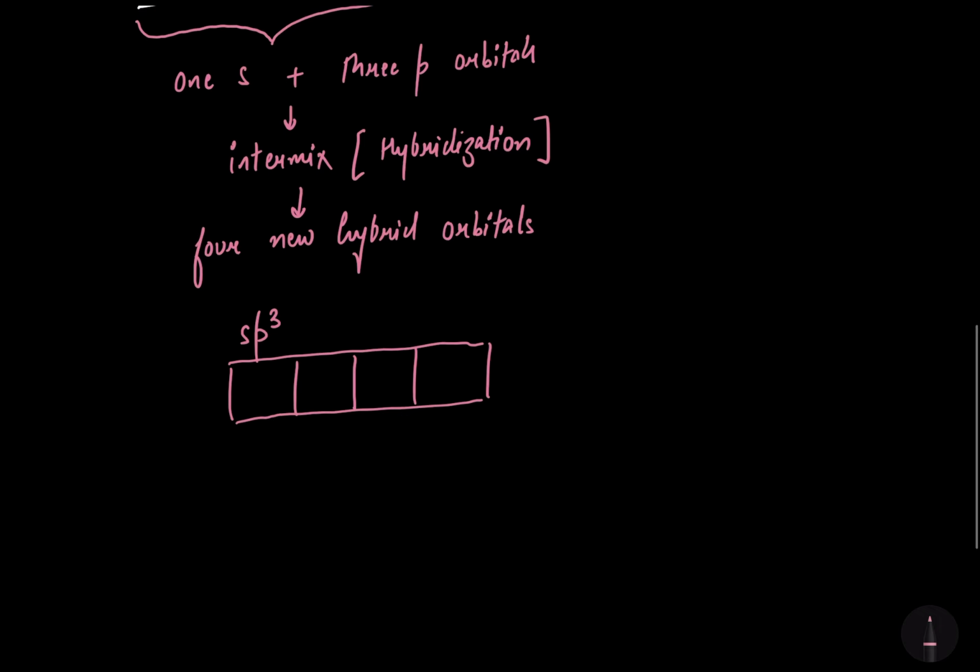So in sp3 hybrid orbital, there will be 25% s character and 75% p character per hybrid orbital.